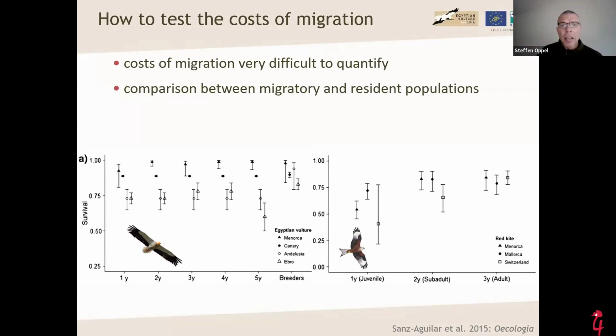And what you can see here on this graph is that the black symbols for the Egyptian vulture are always higher than the white symbols for pretty much all age classes except the adult breeders. So there seems to be a cost of migration, especially in the younger birds, but once they're established, there is pretty much no difference between birds that migrate and birds that don't migrate. And that seems to be the same for the red kites.